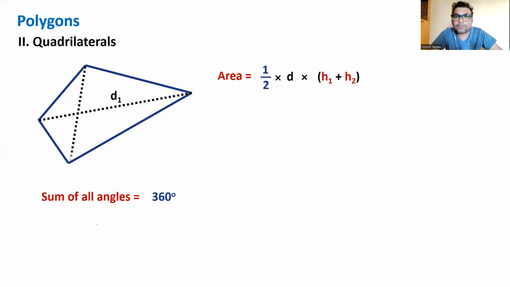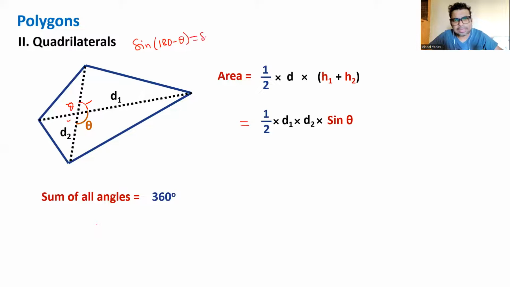Second way, if you know both the diagonals, remember this will be used quite frequently. If you know both the diagonals and the angle between the diagonals, it can be this angle, this angle, or any of them. All four of them will give you the same answer because of sine. So the area formula is half into the product of the diagonals into the sine of the angle between them. These two are vertically opposite and this is supplementary, and there's one simple fact from trigonometry: sine of 180 minus theta is exactly the same as sine theta.